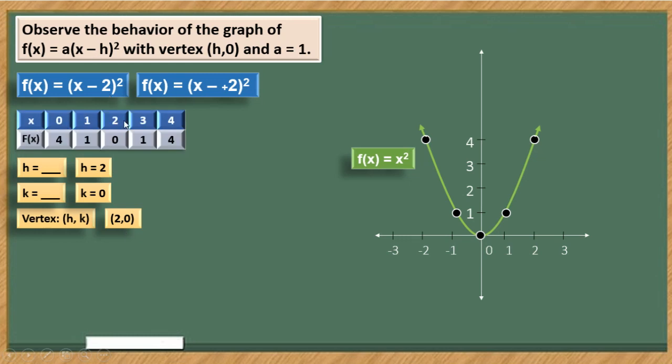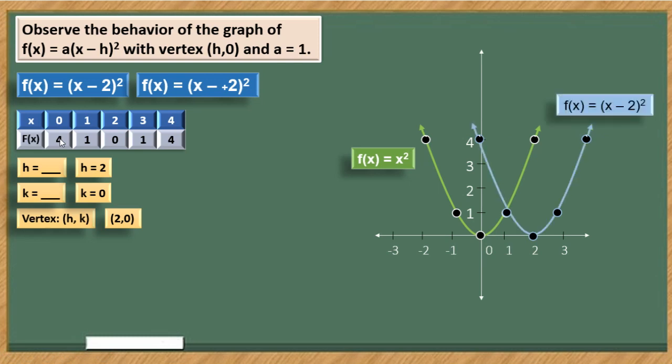As x takes 2 as its value, then the value of the function is 0. If x is equal to positive 1 and positive 3, the value of the function is the same, positive 1. If x is 0 and positive 4, the value of the function is again the same, positive 4. So let's look at the graph.